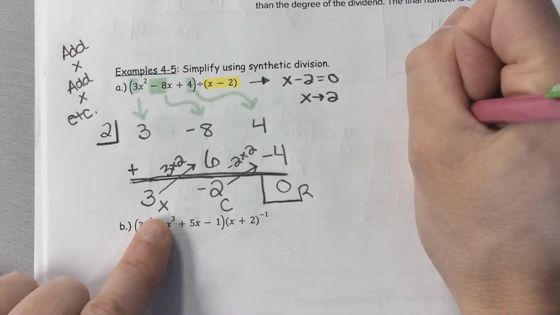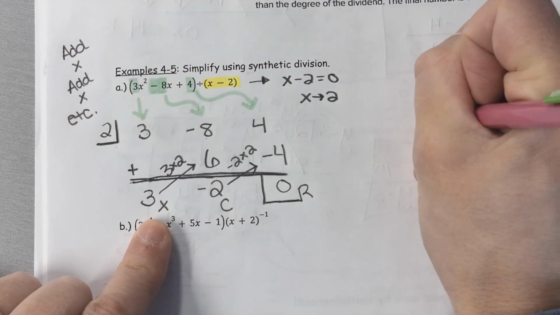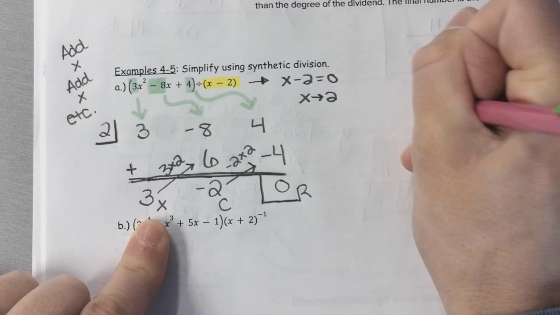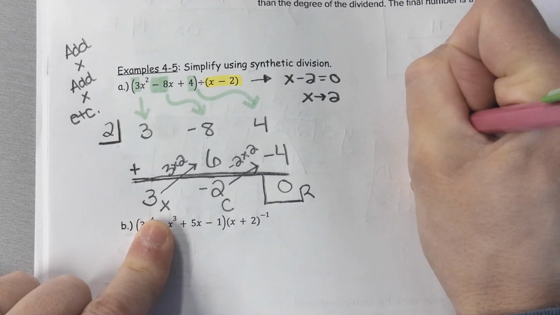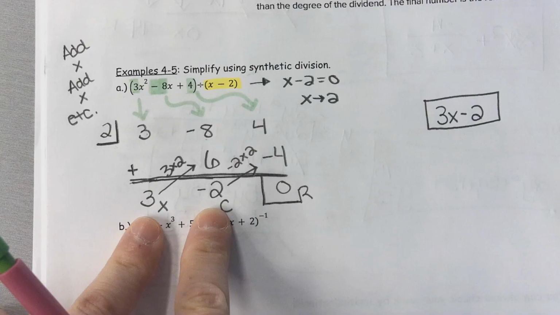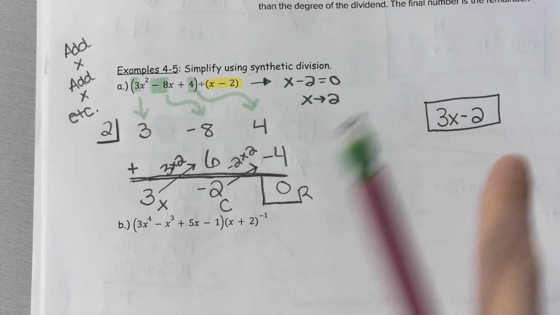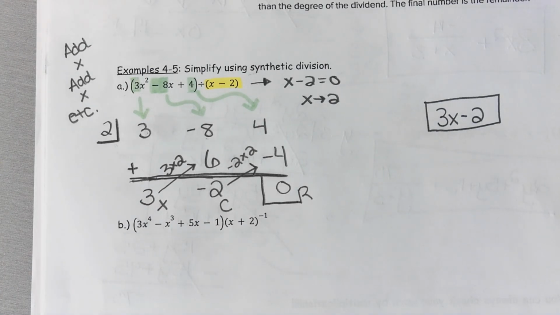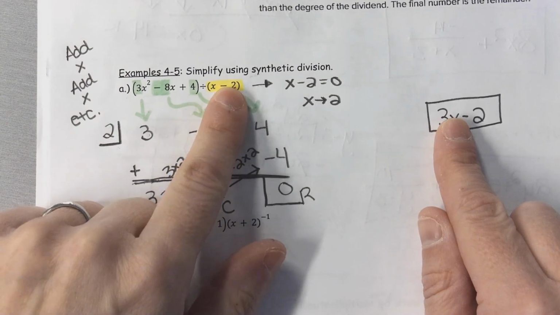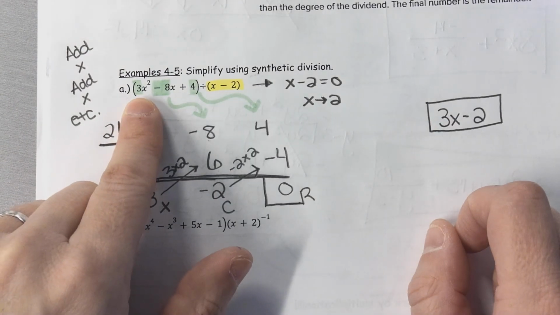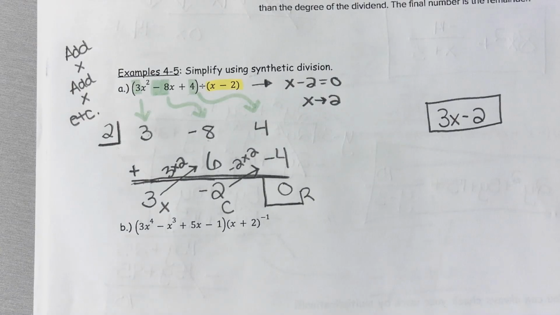So the answer to this division problem is 3x minus 2. There was no remainder, so this is my answer. And if you don't trust that that's going to work, you can do long division to check it, and you should get the same thing. Or, remember, we can FOIL these two things back out, and we should get what we started with. So this is a much quicker way than doing the long division we were doing before.